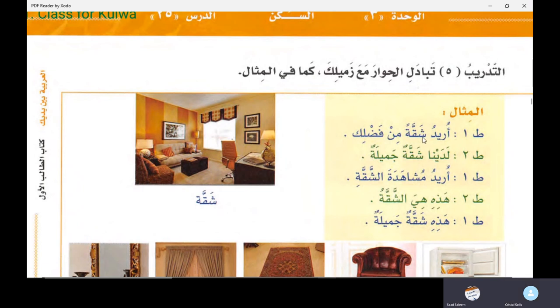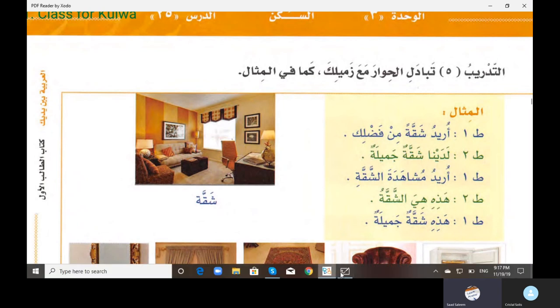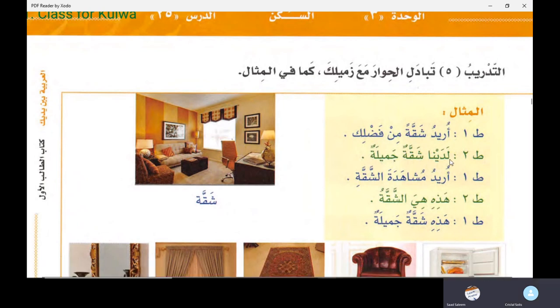Okay. And that's why that's fatha. What is the na'at and what is the man'ut in this sentence? Man'ut is the subject. No, na'at and man'ut. What is the man'ut in this sentence? Jamila is the na'at, and the apartment is the man'ut.